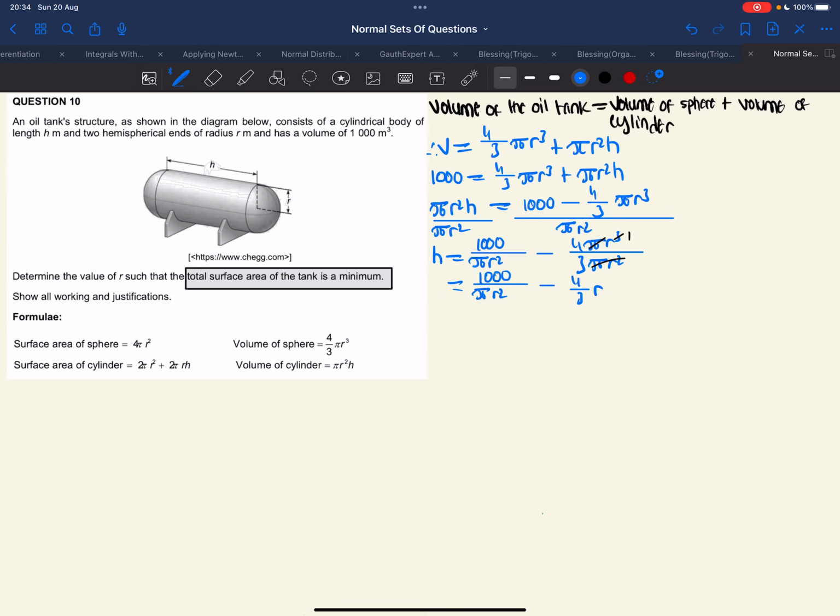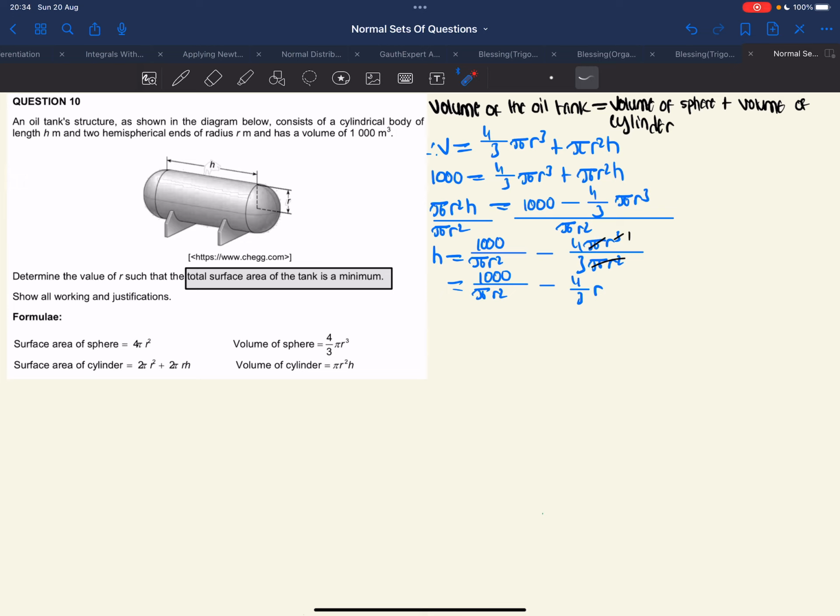Now another thing, they say that we need to determine the value of r such that the total surface area of the tank is a minimum. Now I want you to look at this. The total surface area of the tank will be the surface area of this hemispherical end and the surface area of that hemispherical end, and then we also add the surface area of the cylindrical part.